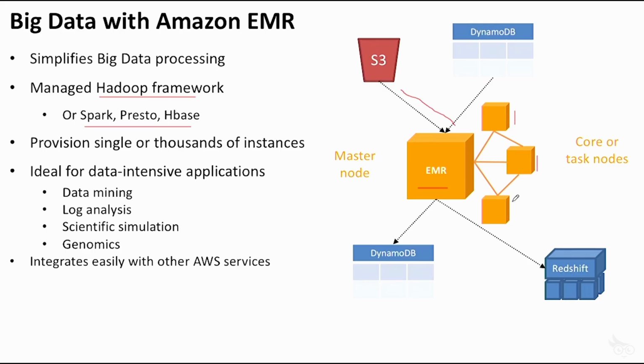So these nodes are the nodes that actually do the heavy lifting, do the work, and then report their findings back to the master node. And the master node is coordinating all of the work between these worker nodes or task nodes. We can provision just one or up to thousands of instances, again, very, very easily if we need to.